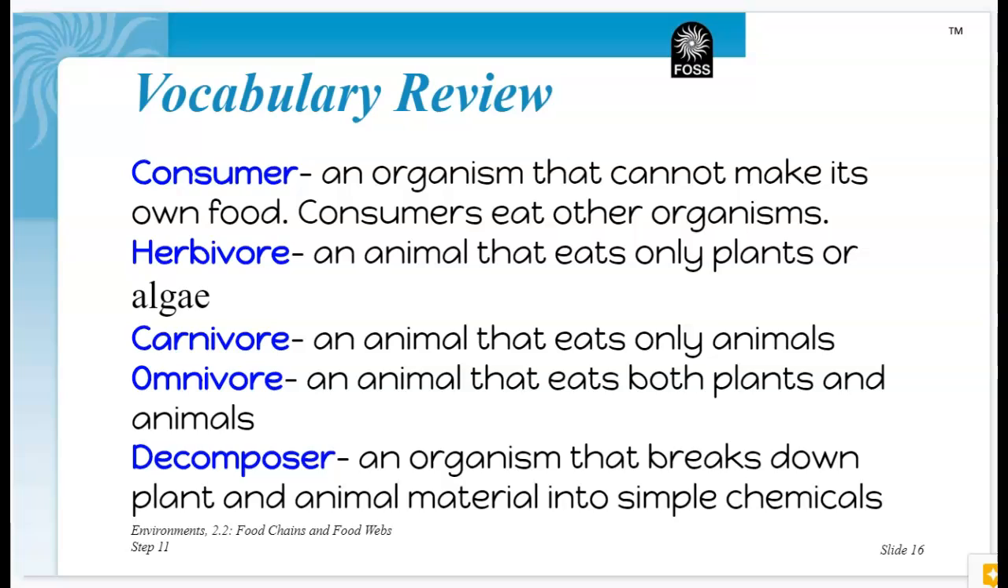Carnivore, an animal that eats only animals. Omnivore, an animal that eats both plants and animals. Decomposer, an organism that breaks down plant and animal material into simple chemicals. Go on and pause this lesson and take a minute to write them down.